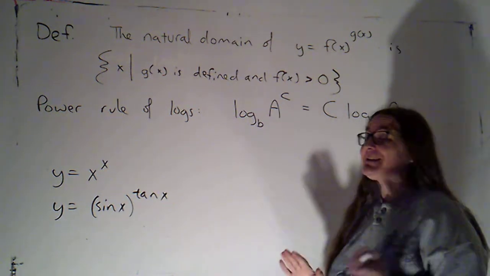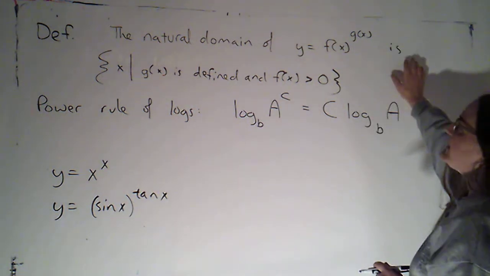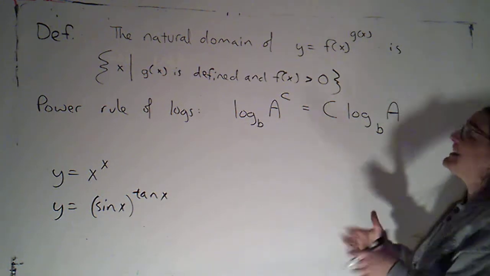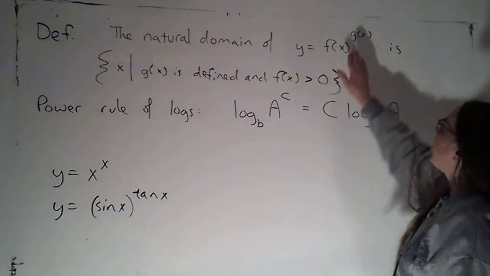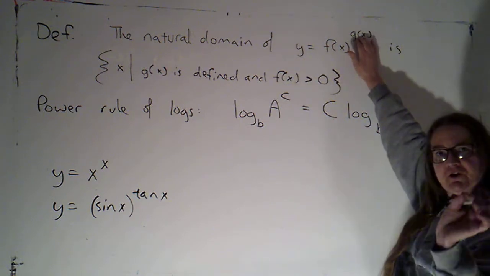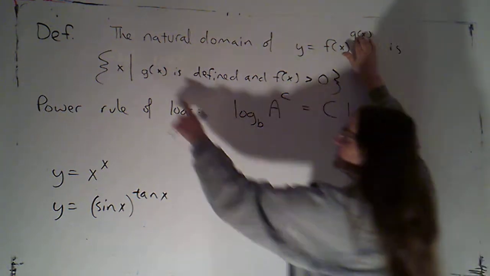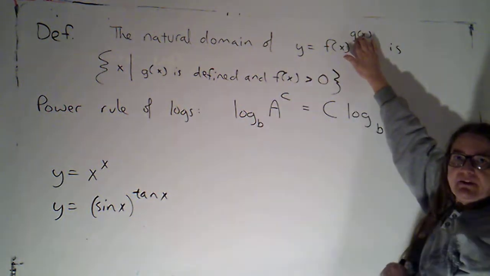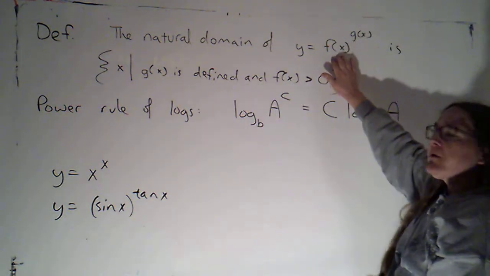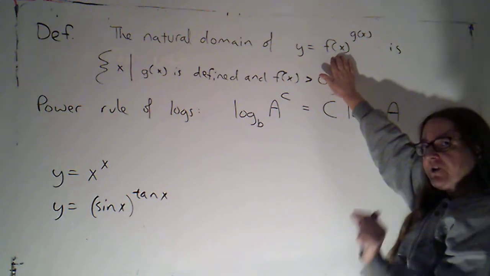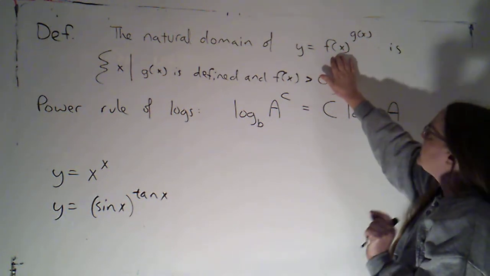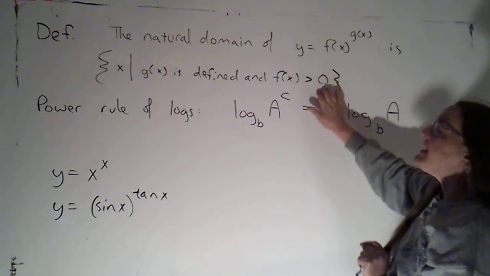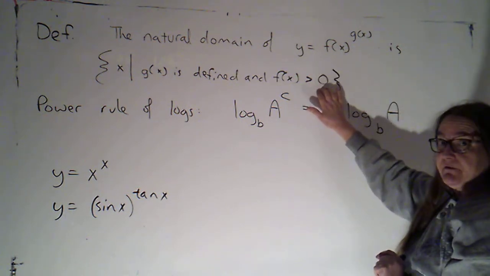However, we make an exception here, and we say that the natural domain is the set of all things where it does have to be defined. And that's the only requirement we have for the function that's in the exponent position. So g of x has to be defined. X must be in the domain of g or we wouldn't have an exponent. But we require a little bit more of the function that's in the base. We don't just require that it be defined, we require that it be strictly positive.